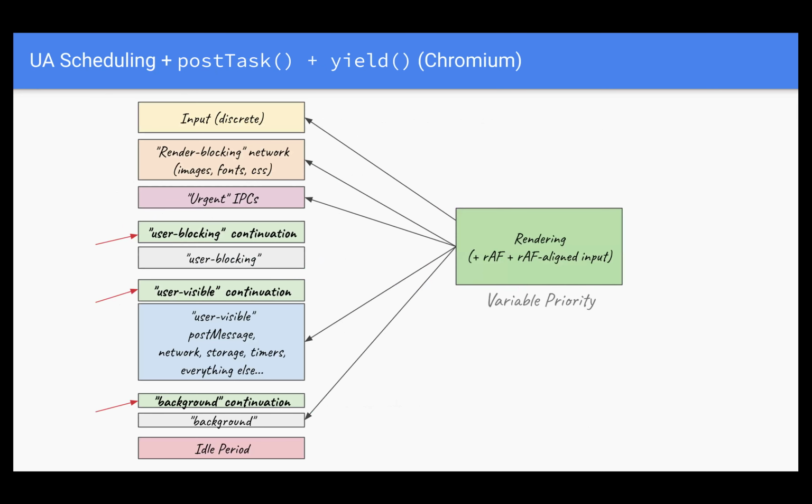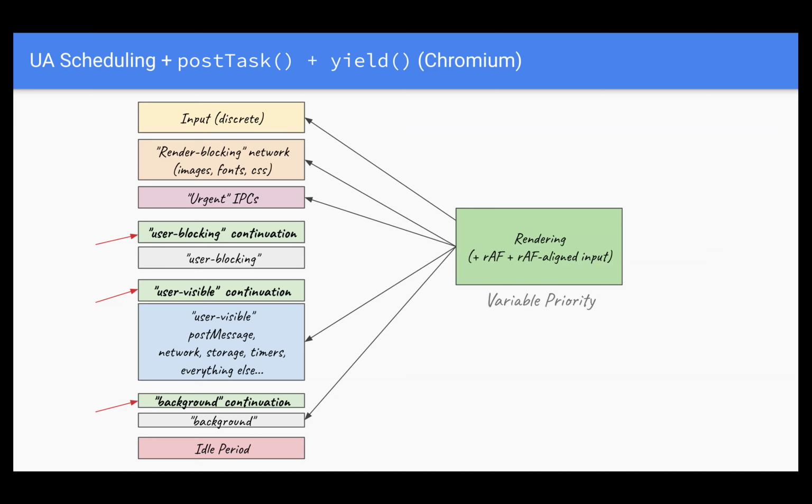Yeah, and how we do it. So now our diagram is getting bigger and bigger, but we've created these pairs. We had user blocking, now we have user blocking continuation. We had user visible, and now we have user visible continuation just above that. We have background and background continuation, and they slot right in between the other ones.